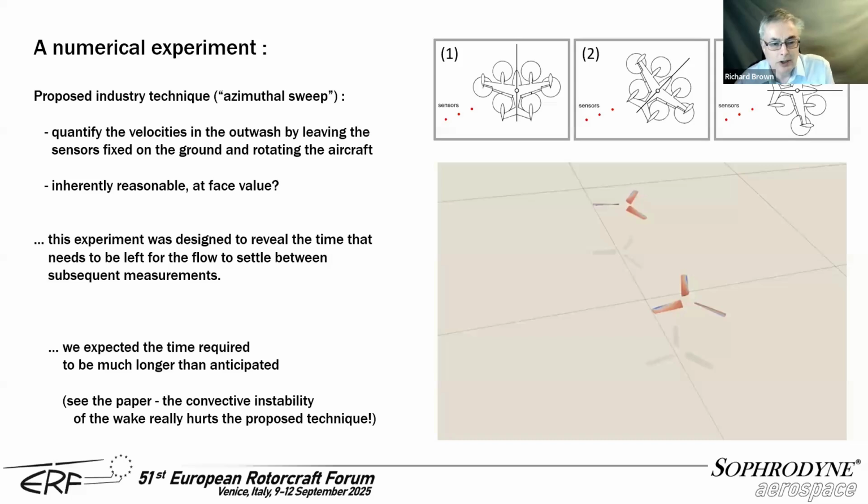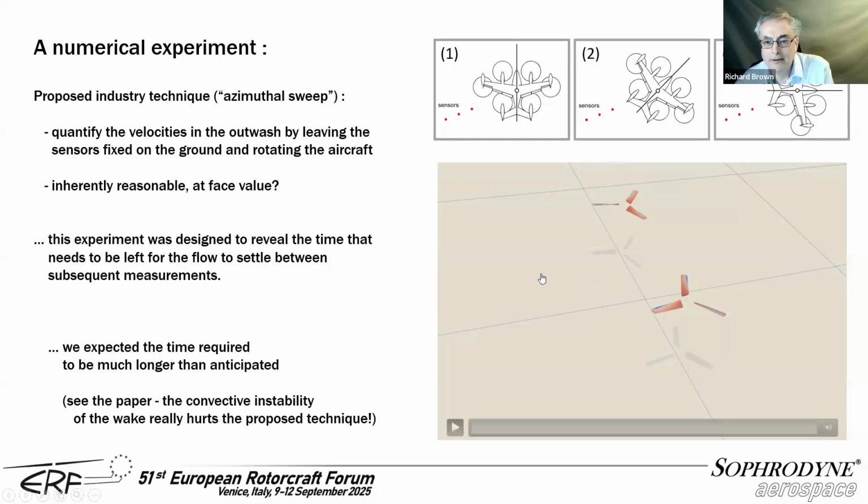Another important issue, this convective instability that I mentioned, means that these disturbances can propagate back from the wake into the rotor system itself. And that really, really hurts this proposed technique by massively increasing the time required between subsequent tests of the system. But we thought, okay, we'll do the experiment and we'll quantify this particular time. So what we did is something very, very simple.